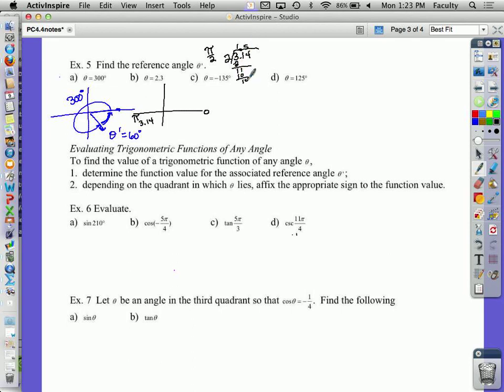And it's not like you have to know it exactly, but it's about 1.57. So 2.3 is in what quadrant? The second quadrant. So here's my 2.3. To figure out theta prime, we're going to take pi minus 2.3. I did use my calculator, and I got 0.84.